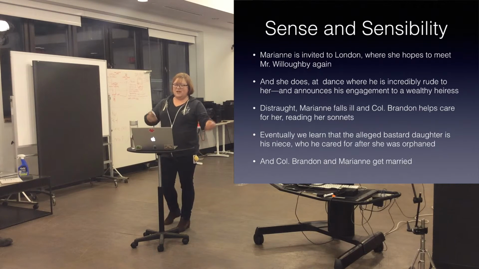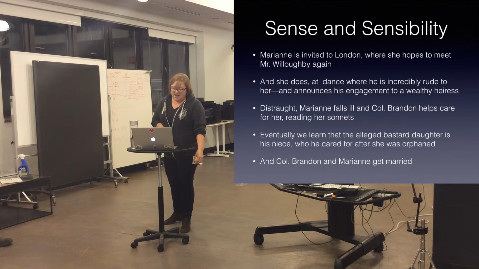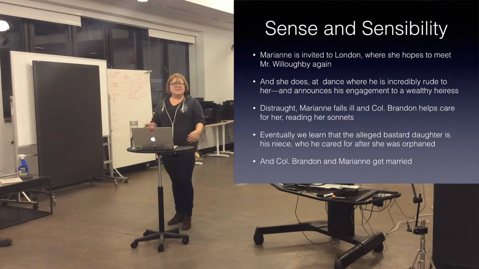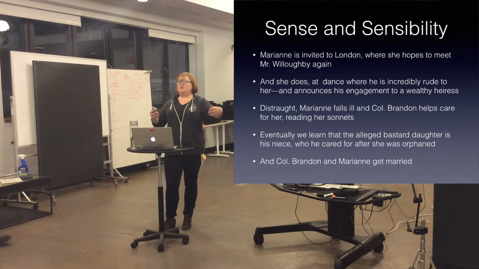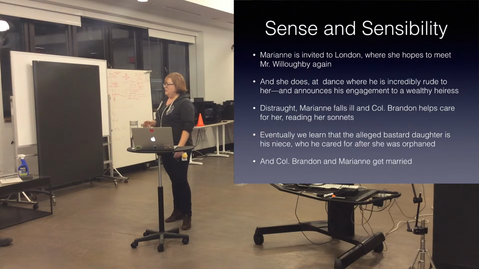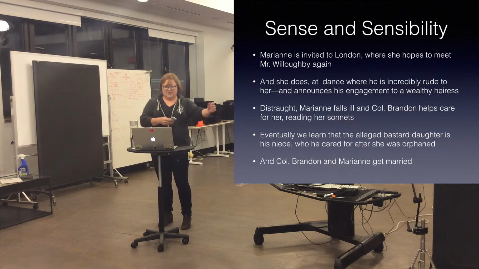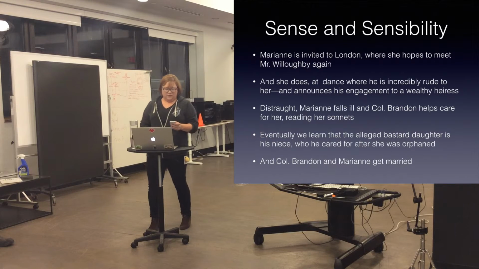Colonel Brandon helps care for her. He goes riding out to bring her mother to the manor where she's recuperating and sits by her bedside reading her sonnets. And eventually in all of this we learn that the bastard daughter is actually his niece that he adopted when she was orphaned, and because it's a novel, the niece was seduced and ruined by Willoughby and they fought a duel over it, but nobody really got hurt, so it wasn't that great a duel. And of course, Colonel Brandon and Marianne get married. Another story you've heard a million times: the charming jerk breaks somebody's heart and she sees the value of the good guy next door.